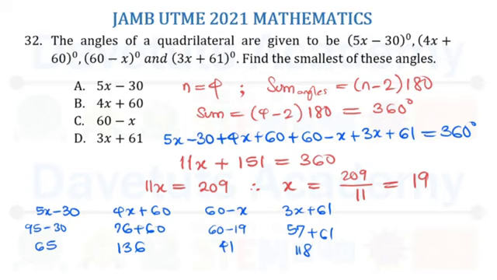So what we were asked to find was the smallest of those angles. That smallest is 60 minus x degrees, because it's the one, as you can see here, that's the smallest. So option C is the correct answer.